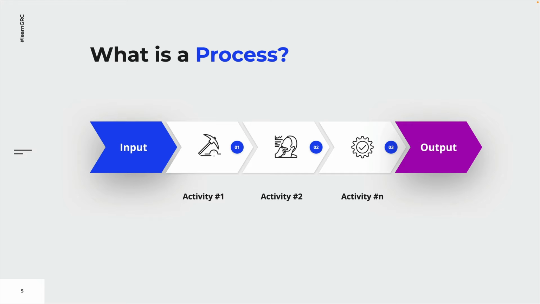In this example, the activities are symbolized by a pickaxe, a thinking person, and a tooth gear. When all the activities are executed and finished successfully, our input has been transformed into output.